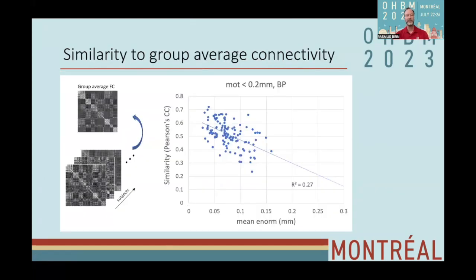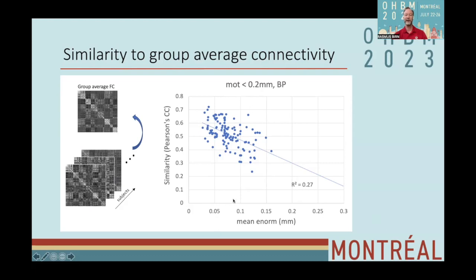Another measure we could look at to assess the impact of motion on functional connectivity is to look at the similarity of each subject's functional connectivity matrix to the group average functional connectivity. The idea being that if a particular connectivity is corrupted by motion, it would look less similar to the group average. Now, this measure, of course, we have to use cautiously because ultimately in a lot of studies, we're interested in looking at individual differences in the functional connectivity. However, what we can look at is how that similarity to the group average varies with different amounts of motion.